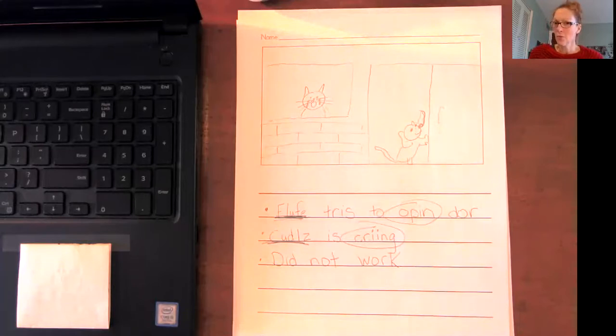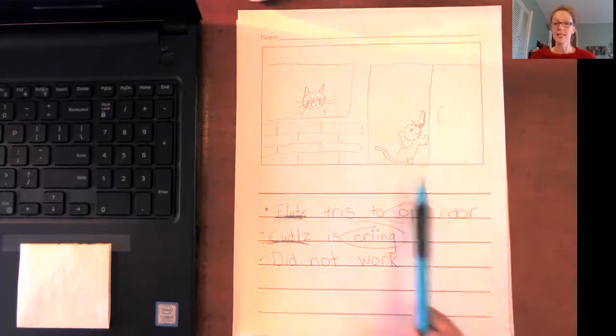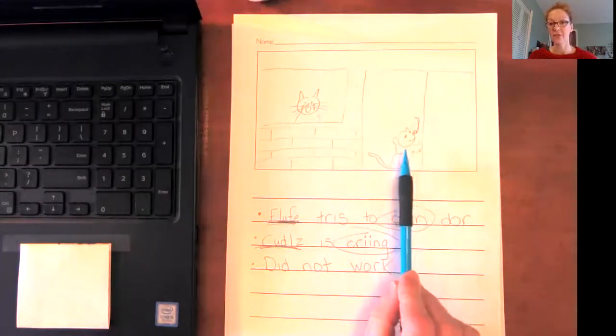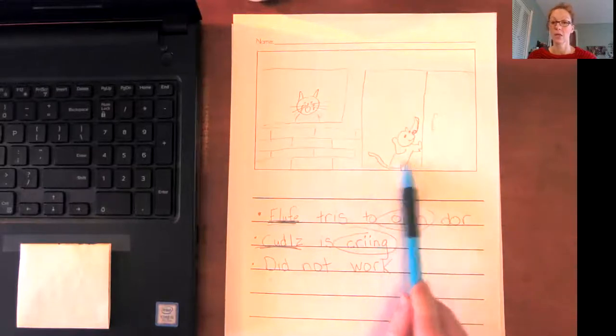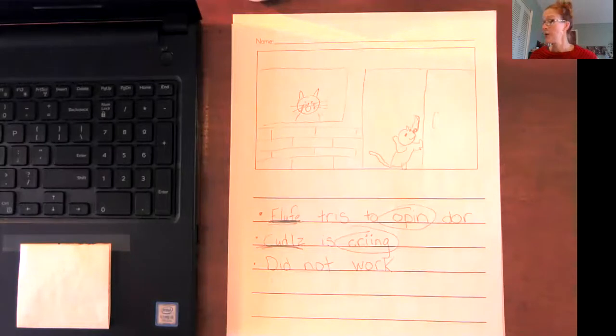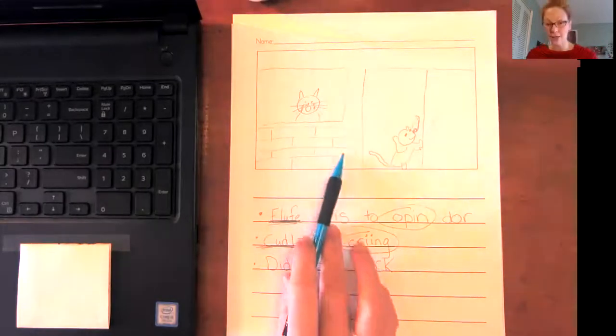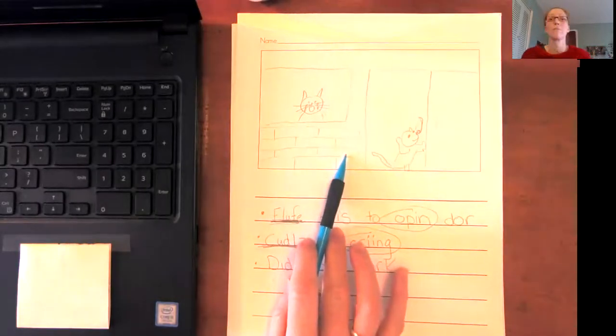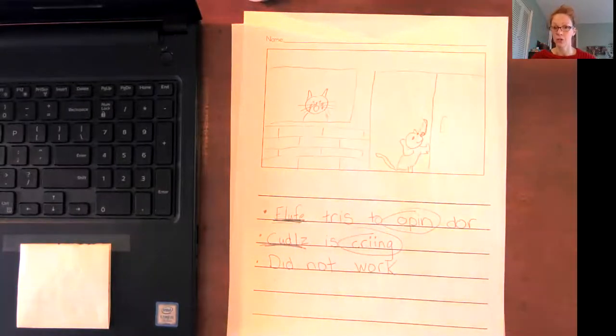What was the first way that they were going to try to fix their problem? Now, what I did is I did a quick sketch of Fluffy trying to open the door, and then Cuddles is crying. Cuddles didn't know what else to do. So today we're going to final copy draw this, which means your best first grade illustrator drawing and coloring.